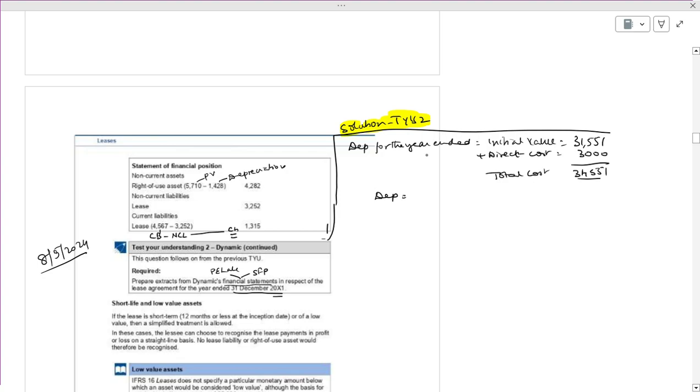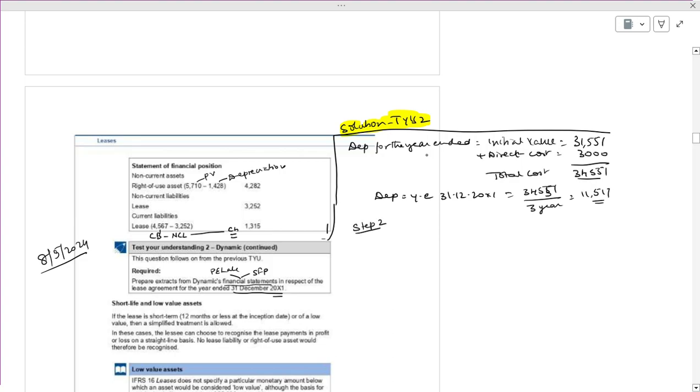Depreciation for the year ended 31st December 2001 is 34,551 divided by 3 years. How much have we calculated? 11,517. Are you clear about this? Okay.